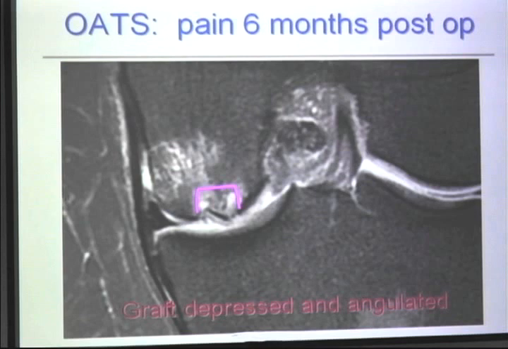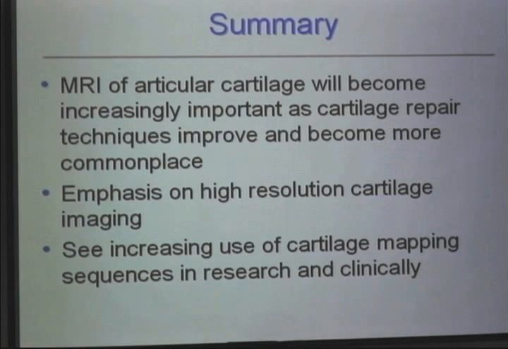In summary, MRI of articular cartilage will become increasingly important as cartilage repair techniques improve and become more commonplace. The emphasis will be on high-resolution cartilage imaging, and we will see the increasing use of cartilage mapping sequences in research and clinically.